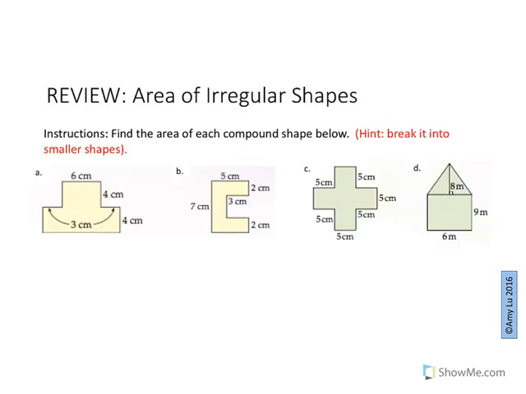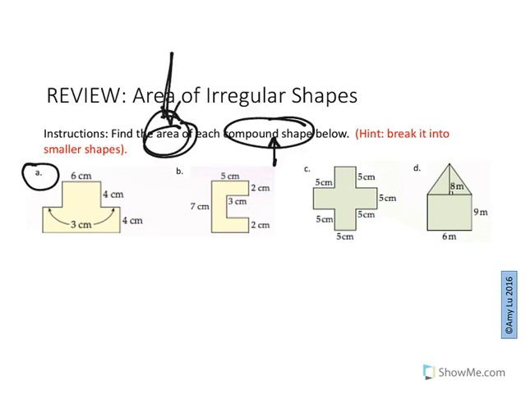So before we start, take a moment just to review how you find the area of compound shapes, basically shapes that are composed of more than one shape, such as 2 rectangles, 3 squares, a triangle and a square, and so forth. And if you don't remember, here's one example to remind you. We'll look at A. So we want to find the area, and to remind you, area is the amount of space on the inside of the shape.